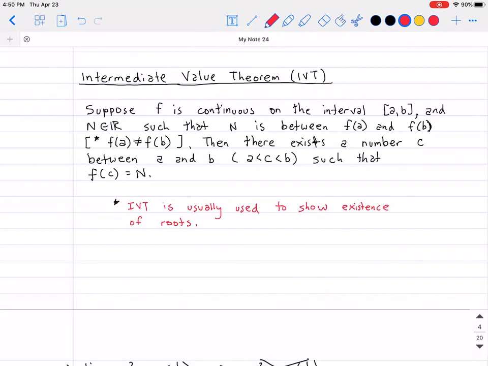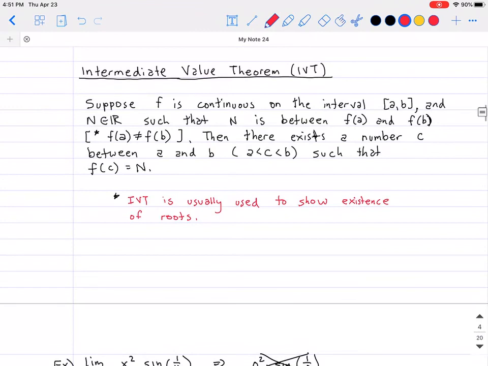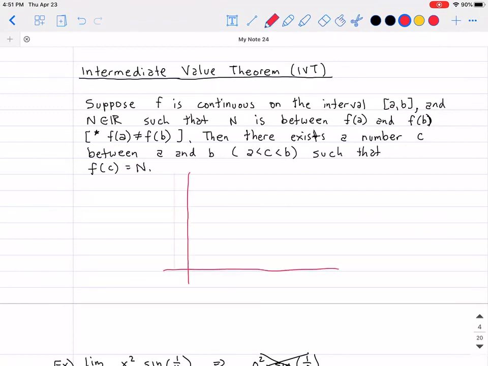It says that suppose that f is a continuous function on the closed interval a to b, and n is a real number such that n is in between f of a and f of b, where f of a does not equal f of b. Then there exists a number c in between a and b such that f of c is equal to n. So IVT is mainly used to show the existence of a root. So that's where we're going to actually see it. But let me go ahead and draw a picture once again, so you can understand what this means visually.